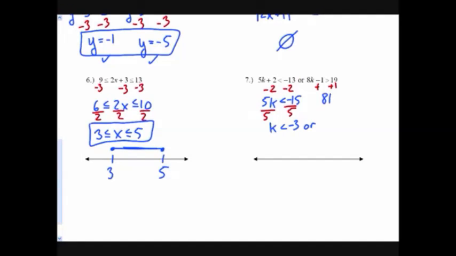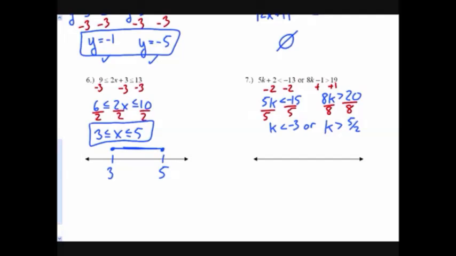So I end up with 8k is greater than a 20. And then I divide each side by 8. So I find out that k is greater than 20 over 8, which of course I can reduce, it's divisible by 4. So I'm going to write it as 5/2.